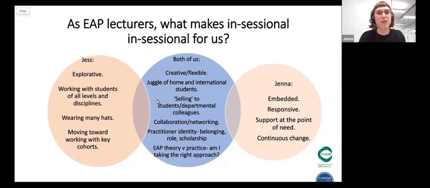We also both said that In-Sessional involves a lot of collaboration and networking. You've got to make those relationships with the lecturers within the departments. So it's continuous collaboration and networking. And as I mentioned earlier, those roles often change as well. So the networking aspect never stops.